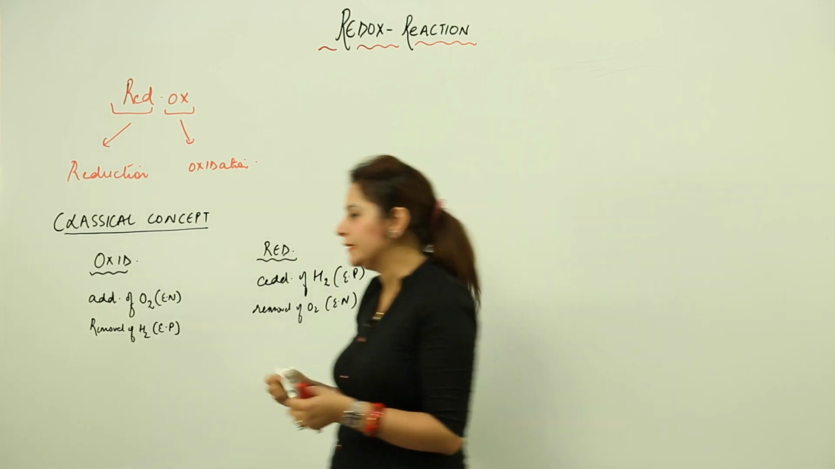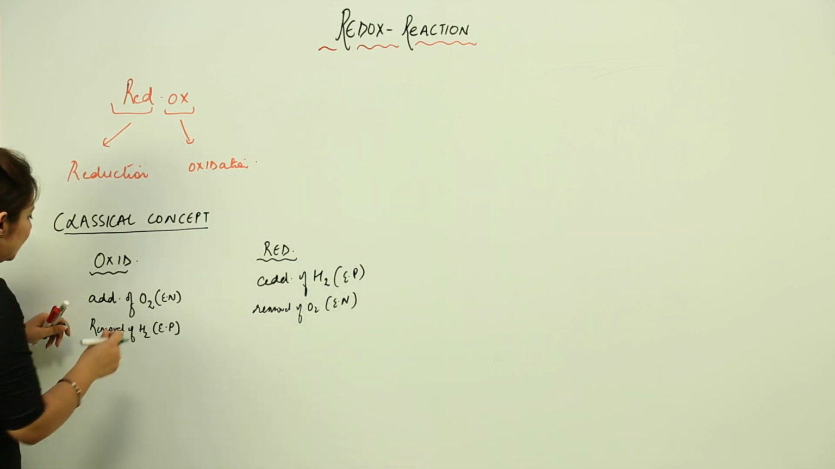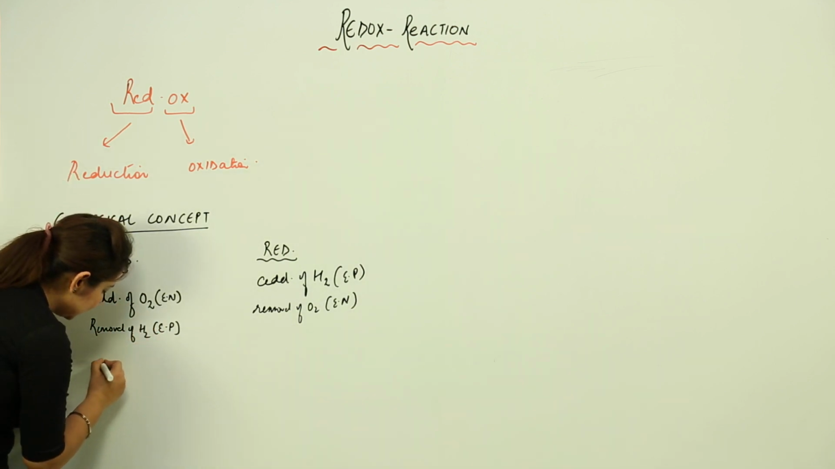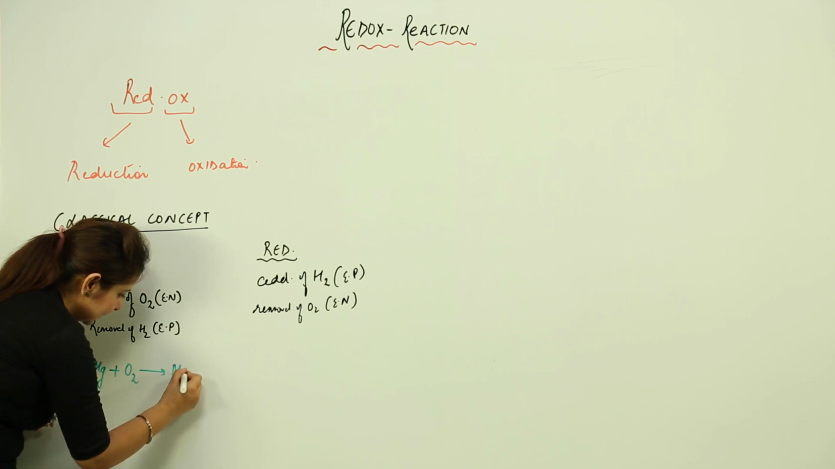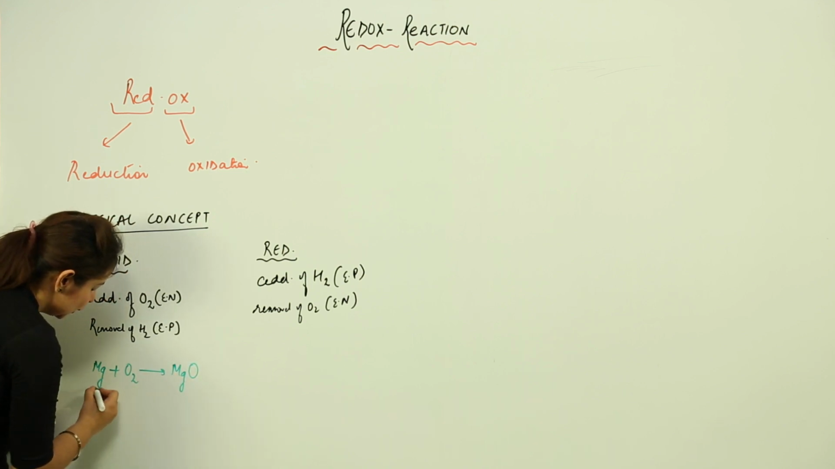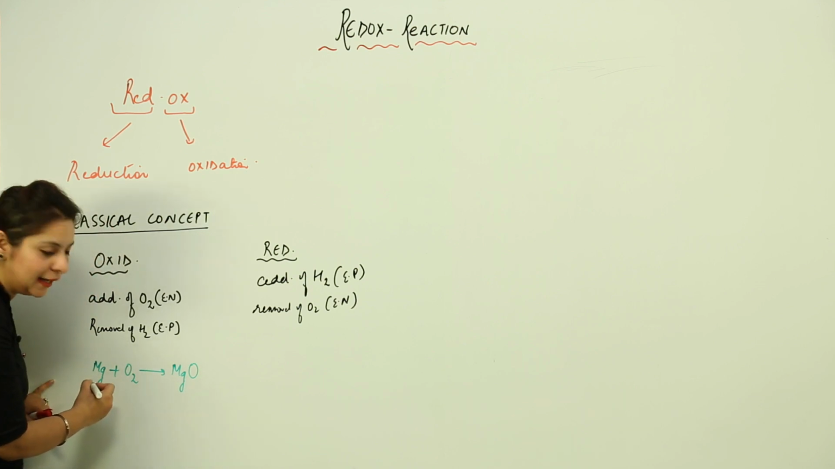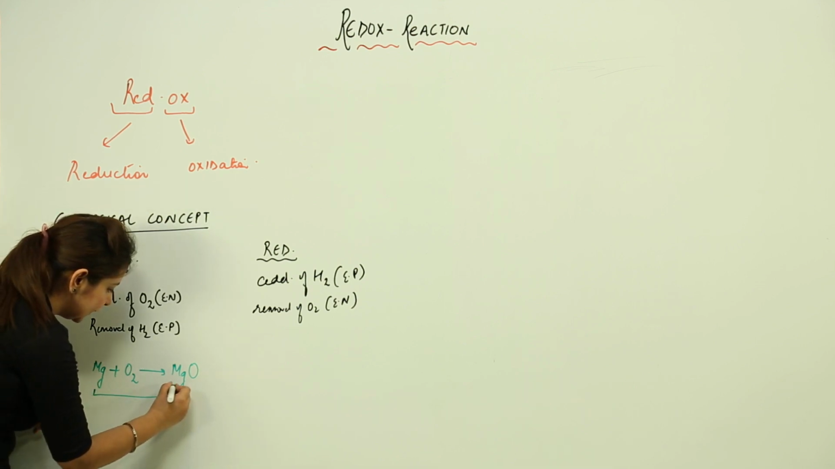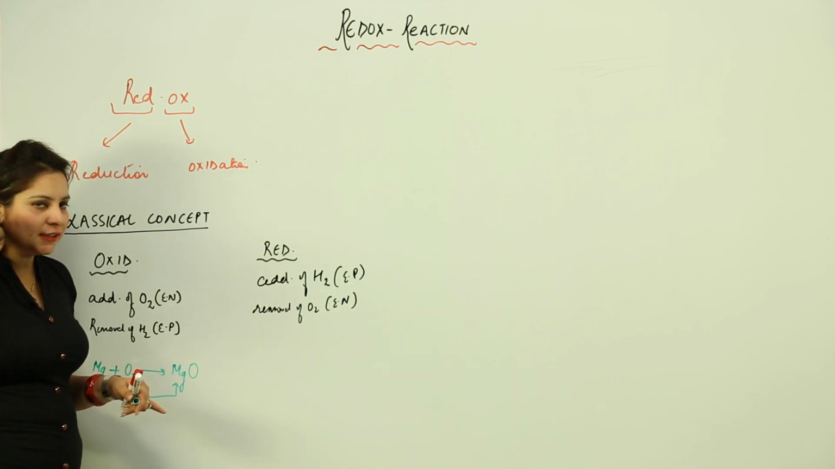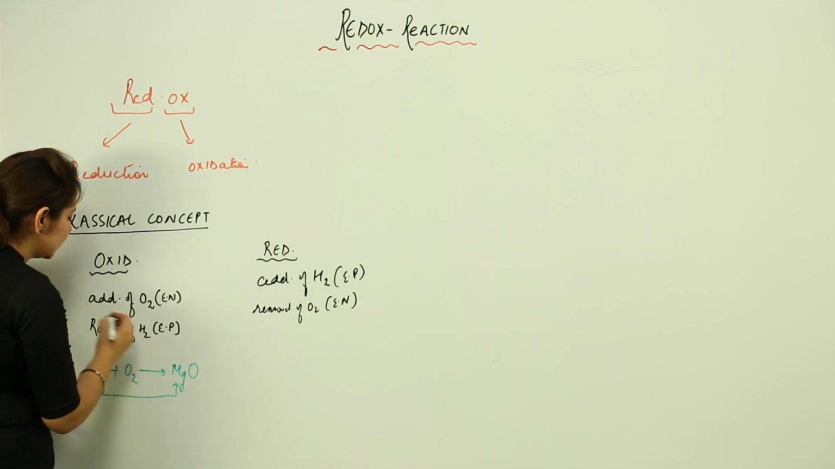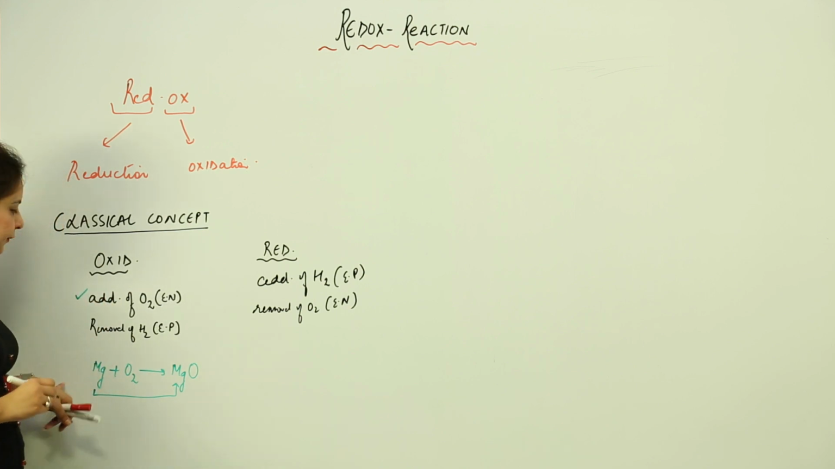I will just state this with an example. First we will take an example where we are adding oxygen. Let us say I have magnesium, I am adding oxygen to it, and as a result I get magnesium oxide. So what do I see? On the reactant side I have magnesium, but on this side I have Mg attached with O. That means addition of oxygen, and we know that addition of oxygen is called oxidation.